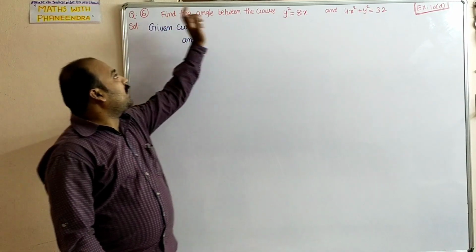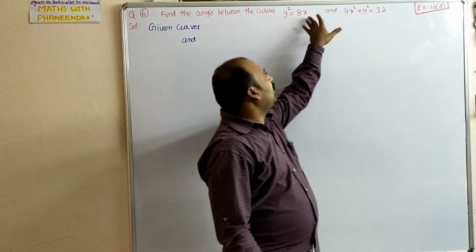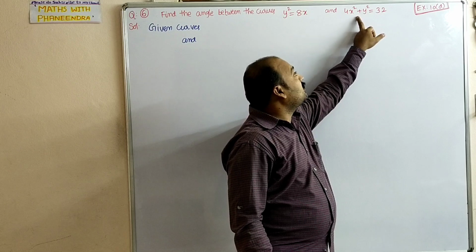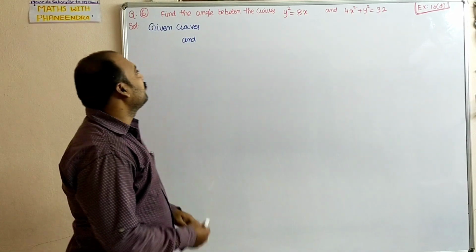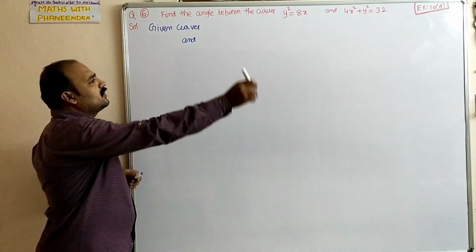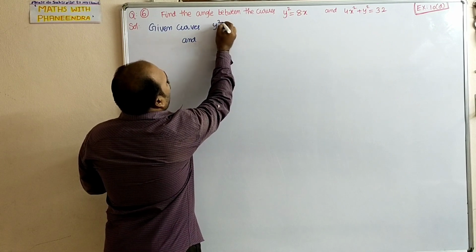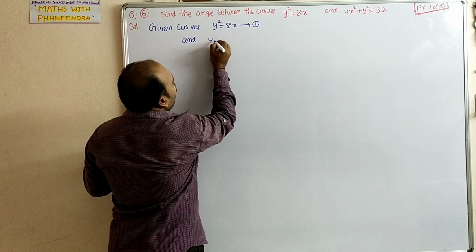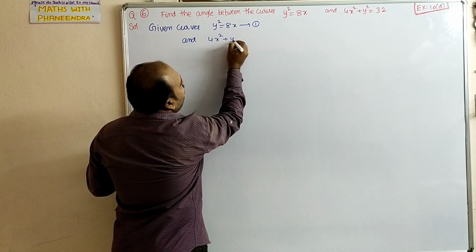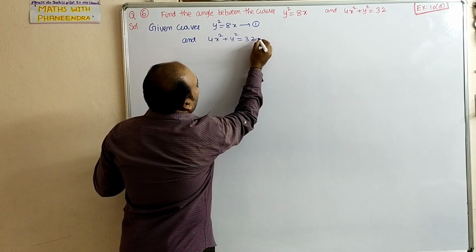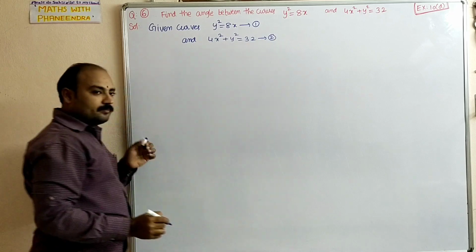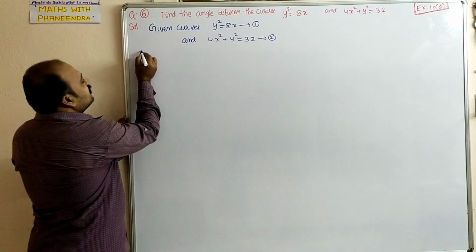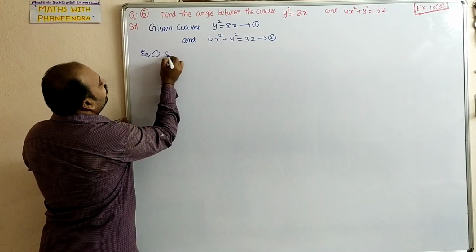Next question. Find the angle between the curves y square equal to 8x and 4x square plus y square equal to 32. First step is given curves: y square equal to 8x, put that as equation number 1, and 4x square plus y square equal to 32, equation number 2. Equation 1 substitute in equation 2.